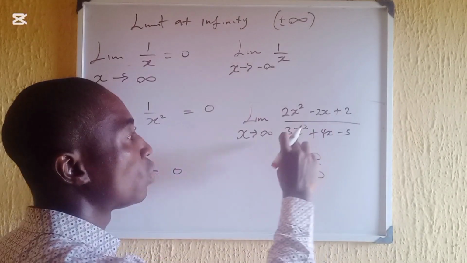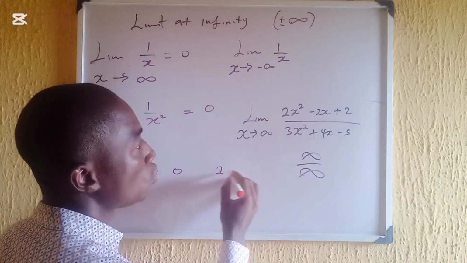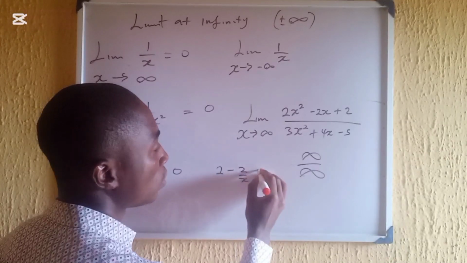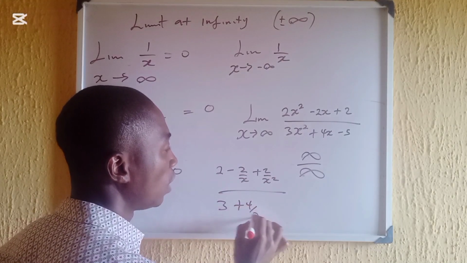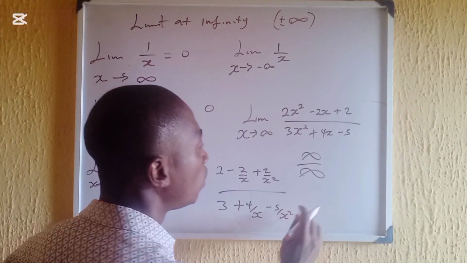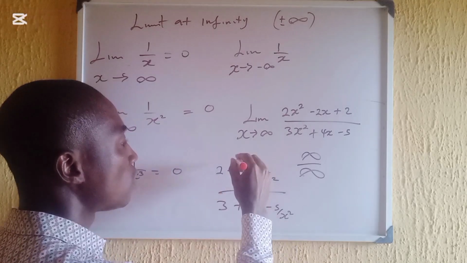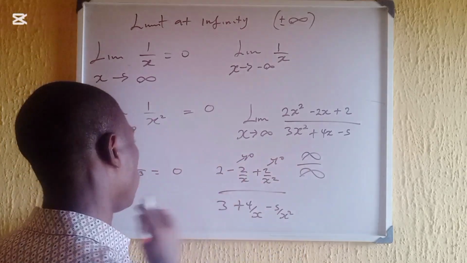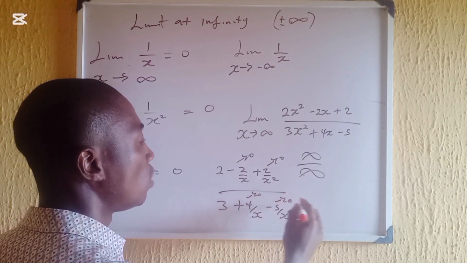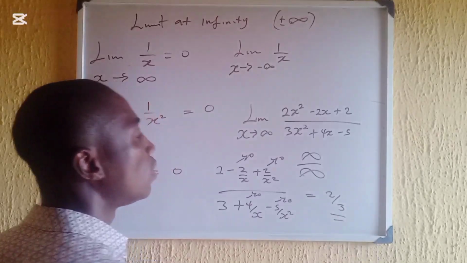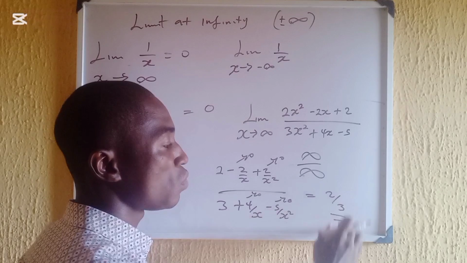We divide the numerator by x squared and divide the denominator by x squared. So we're having 2 minus 2 over x plus 2 over x squared divided by 3 plus 4 over x minus 5 over x squared. Now put infinity here, put infinity here, put infinity here, put infinity here. This will give us 0. This will give us 0. That's the limit at infinity. This will also give us 0. This will also give us 0. So we are left with 2 over 3. That means the limit of this function as x tends to infinity is equal to 2 over 3.